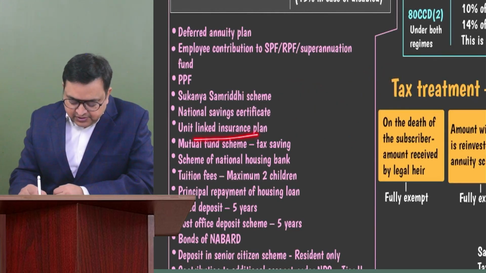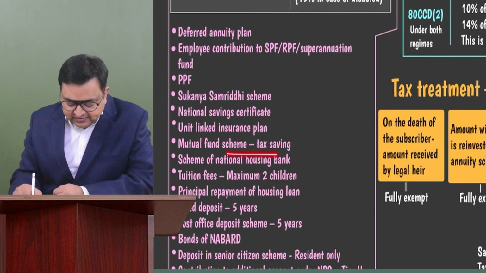Got it? ULIP: if you have purchased a ULIP plan, then you can invest in mutual fund, tax saving mutual fund, or scheme of National Housing Bank.